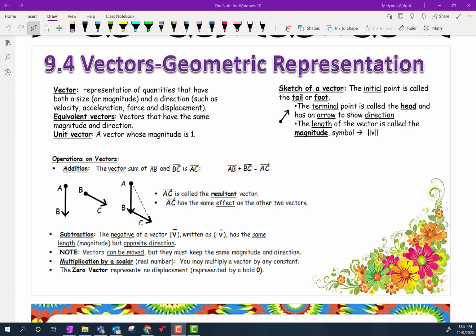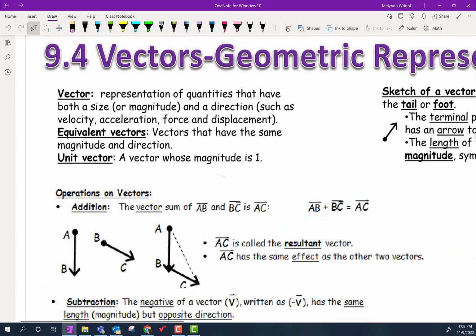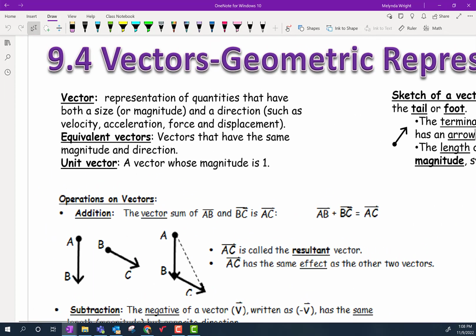Okay, so we're going to spend several days on vectors. We're starting out with vectors today, really focusing on the geometric representation. In other words, how they look when we draw them and how we put them together, those kinds of basic things. Then we'll look at the algebraic representation next time. So let's just focus on concepts and vocabulary words.